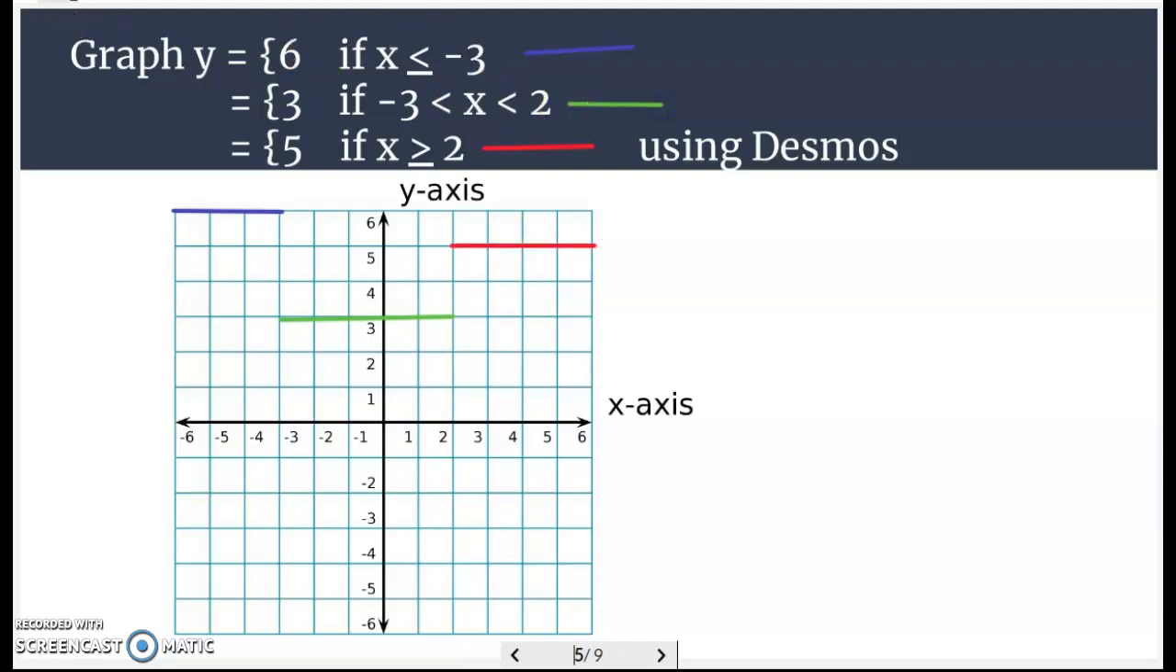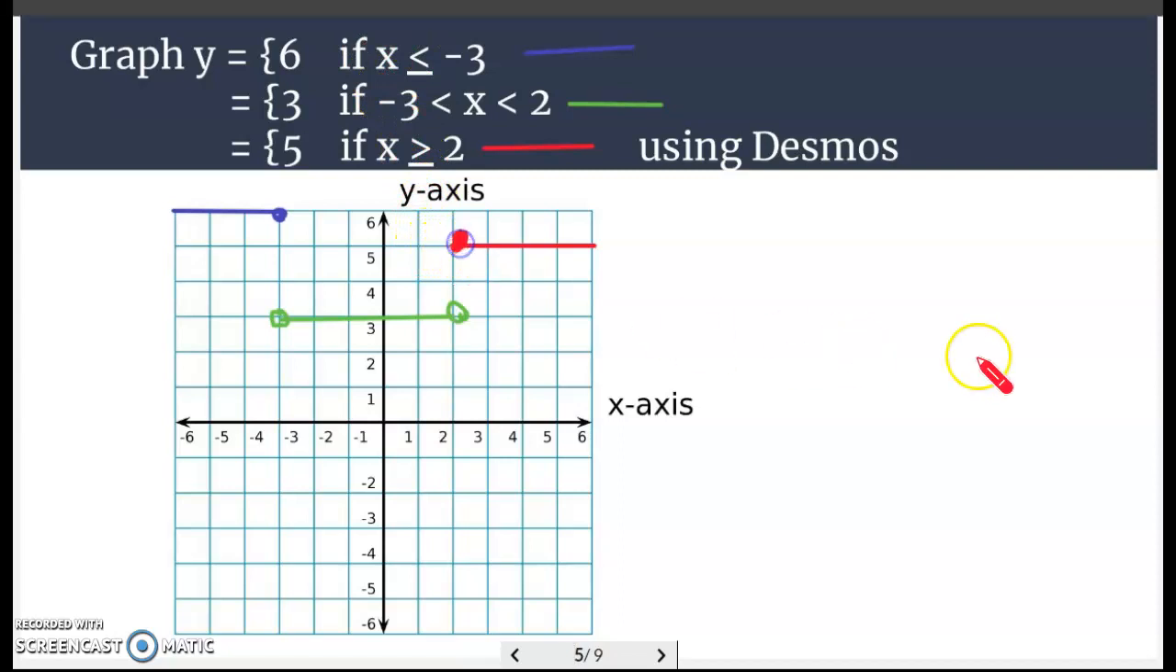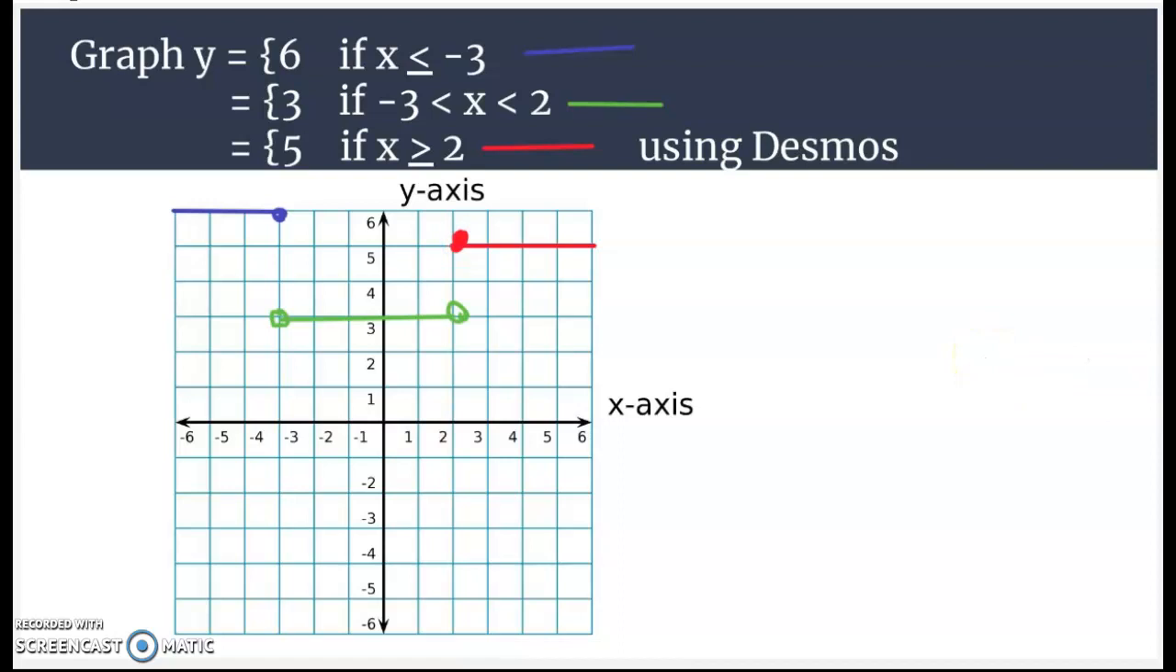Let's get everything coordinated here, and then let's identify open and closed circles. Less than or equal to -3, we need a closed circle right there. Greater than -3, less than 2, open circles there. And then a closed circle right here showing that I'm greater than or equal to 2. Alright, let's look at another one.